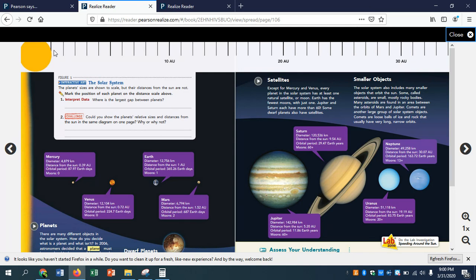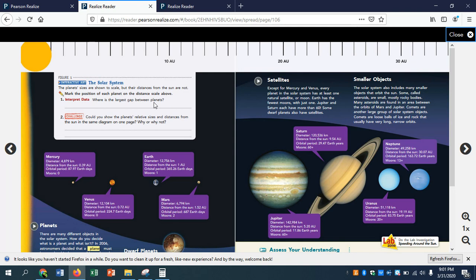So up at the top, we have a little scale. Each one of these dashes represents one AU, one astronomical unit. Here's 10, and here's another dark. That's 15 AUs, 20, 25, and 30. So what they want you to do, here's your question. It says, what is the largest gap between planets?